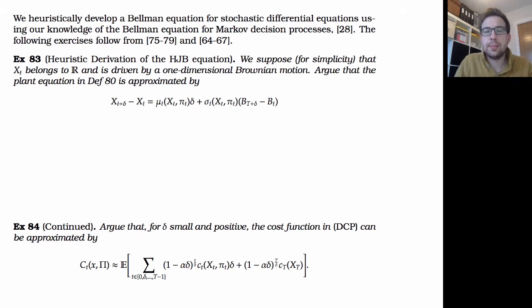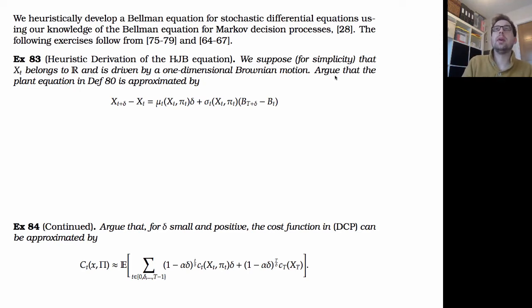Okay, here we go. All right. So the first thing I'm going to do is a heuristic derivation of the HJB equation. We suppose, for simplicity, that x_t belongs to R. So we're not going to let it belong to R^n. We're just going to go with a one-dimensional diffusion here.